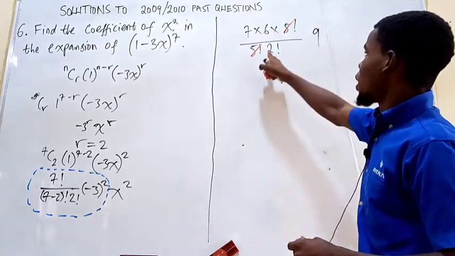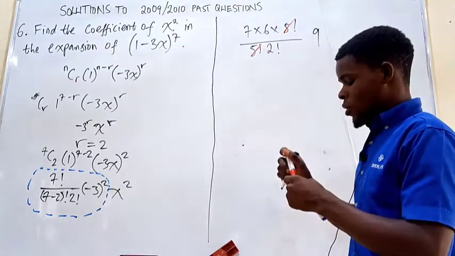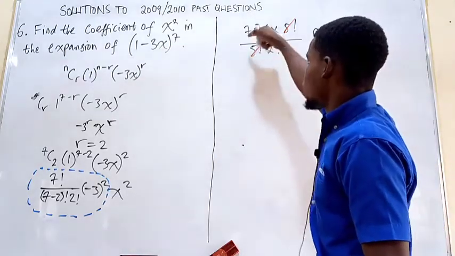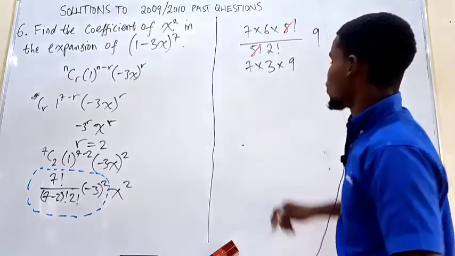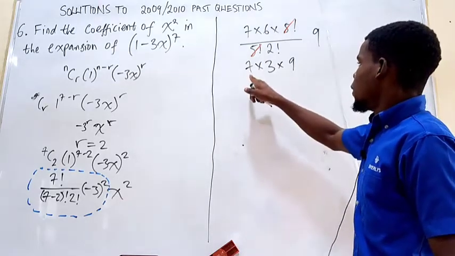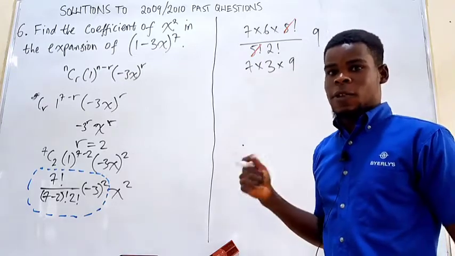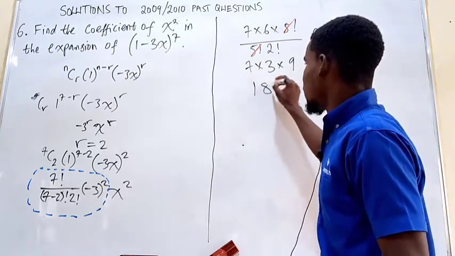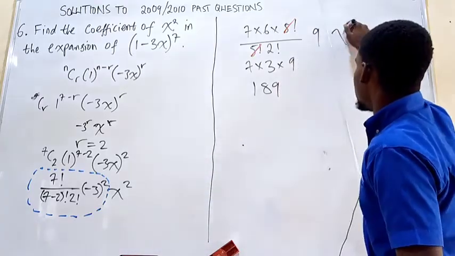And again, we are going to have 2 here. 2 factorial is just 2, right? So 6 divided by 2 is going to give us 3. So we'll be talking about 7 times 3 times 9. Alright? So looking at this, well, 7 times 9 is 63. So 63 times 3 is going to give us 189. So 189, if this x squared was following us, we'll just be putting it down.